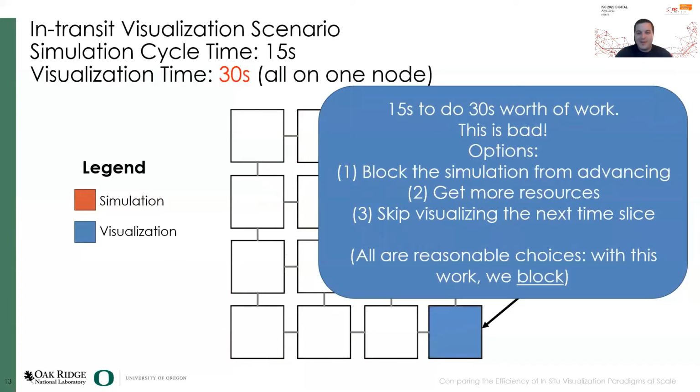And so what are some options we could have in this case? Well, first, like we just saw, we could block the simulation from advancing. And that's what we did in this example. The second is we could get more resources, don't do all of the work on one node. Or the third option is we could skip visualizing the next time slice so that we could just let the simulation proceed and skip that time step in terms of visualization. And so all of these are reasonable choices, but with this work and all of our results, we chose option 1, so we blocked.